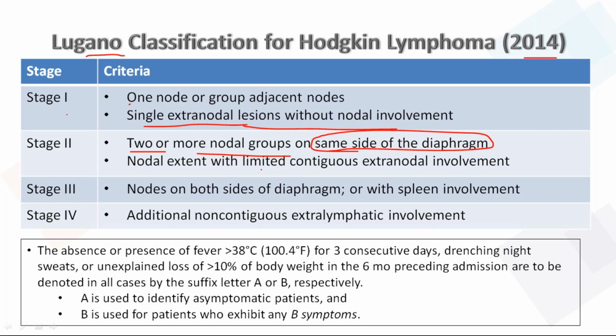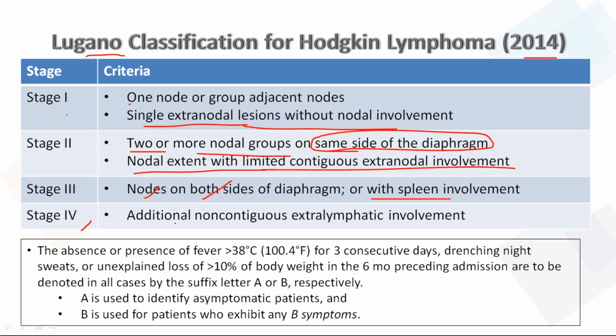Or nodal extent with limited contiguous extranodal involvement. That means nodes are involved and a little of the mediastinum also, because mediastinal lymph nodes can compress the trachea or bronchi, so the respiratory system is also involved. Limited, that much. That is stage 2. Stage 3 is nodes on both sides of the diaphragm, as I said, axillary and femoral. Or with spleen involvement: cervical lymph nodes are involved, but the spleen is also affected. That is considered stage 3.